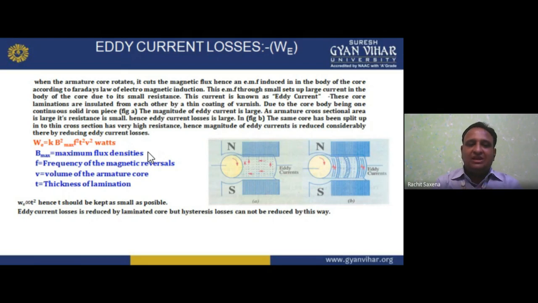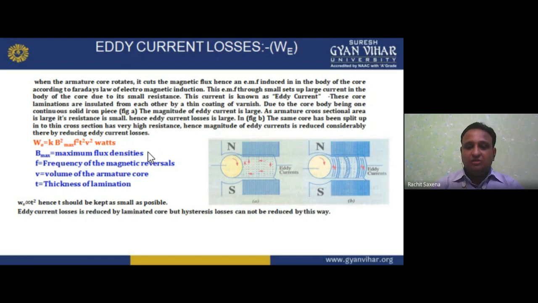The value is given here, that is We is equal to K, B maximum square, F square, T square, V. Now what are the basic things here? B maximum is the maximum flux density. B M or B maximum we are using for maximum flux density.